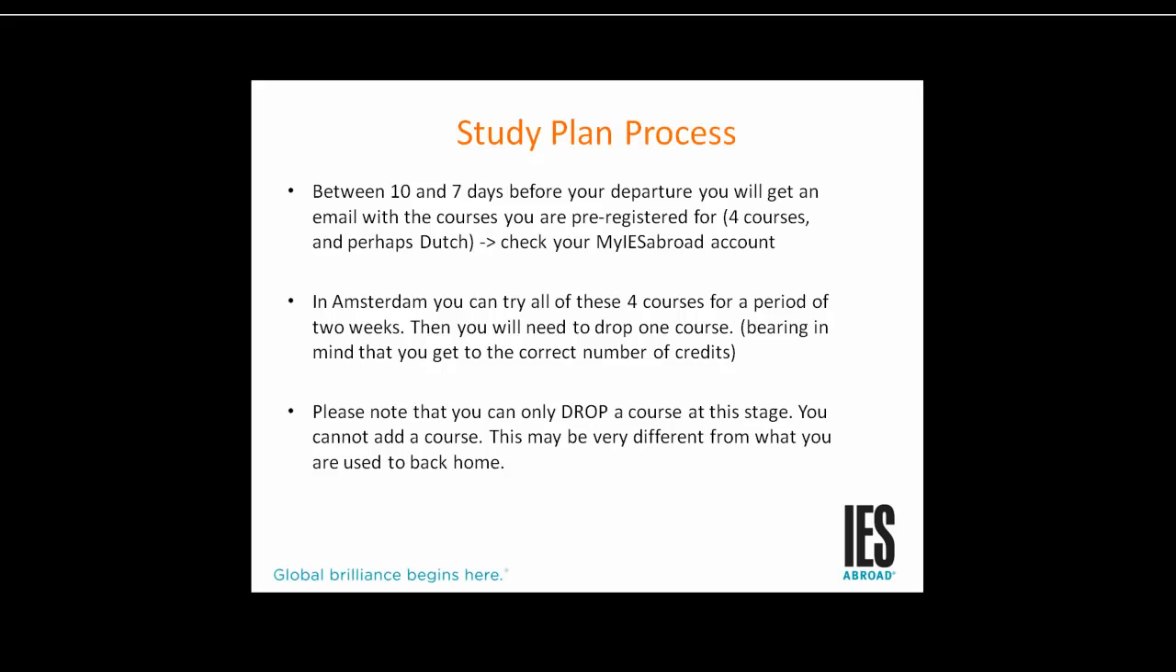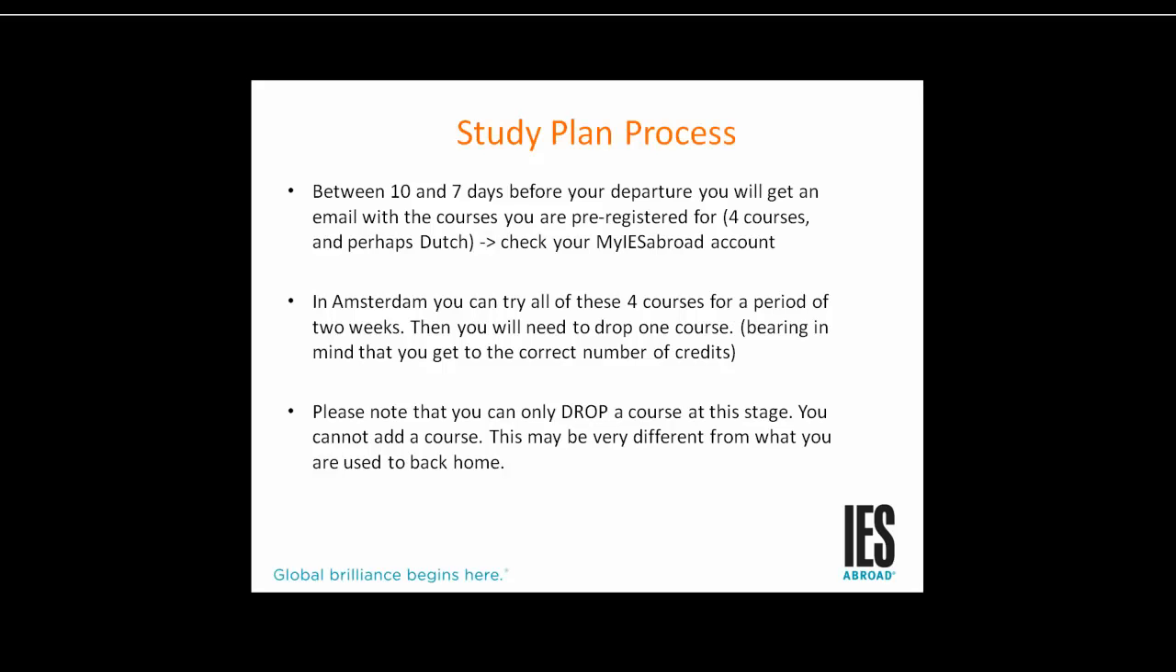Then between 10 to 7 days before your departure to Amsterdam, so that's sort of in the middle of January, you'll get an email with the courses that you are pre-registered for. So it should be 4 courses, and for some of you also the Dutch course. You can view your courses in your My IES Abroad account.